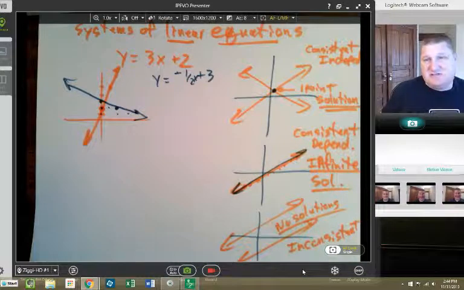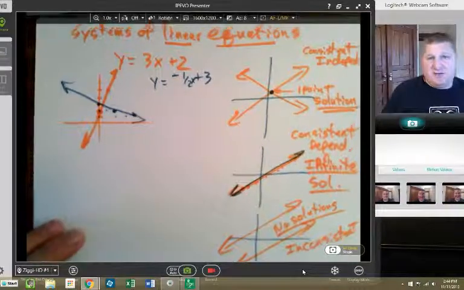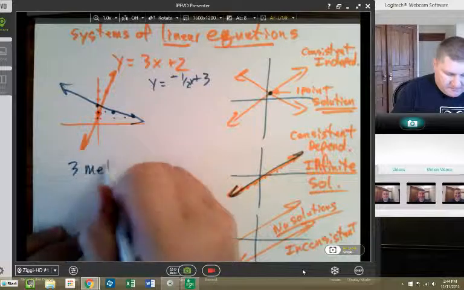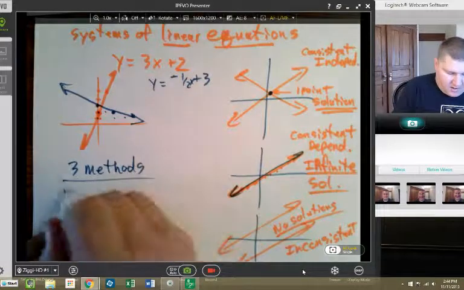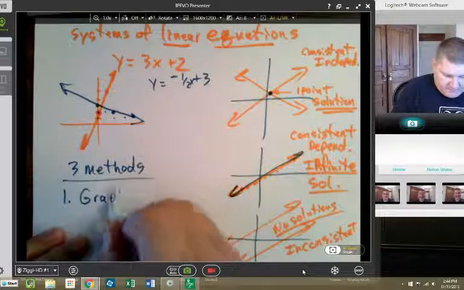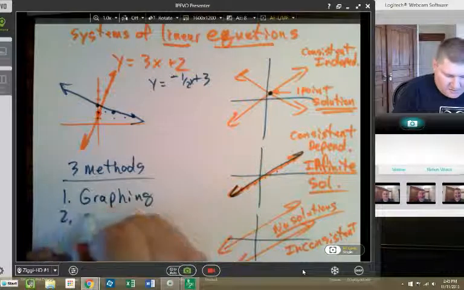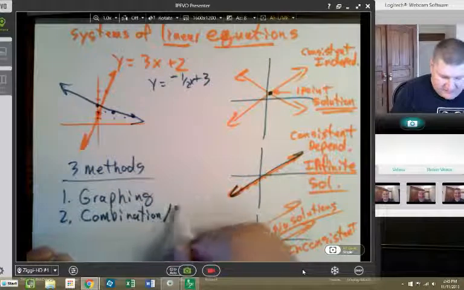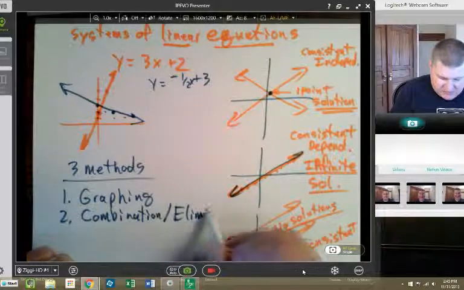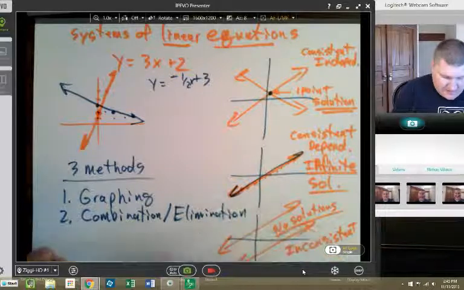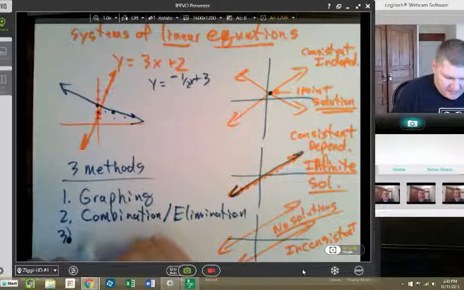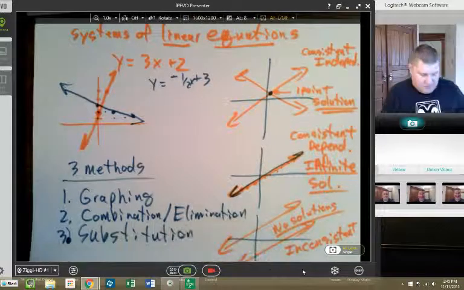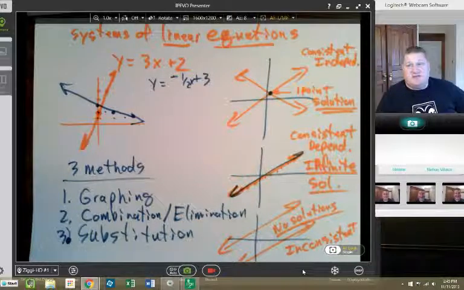What we're going to talk about is different ways to solve systems of linear equations. And the names of those three methods are number one, graphing. Number two, combination/elimination. And finally, substitution. So we have graphing, combination/elimination, and substitution.